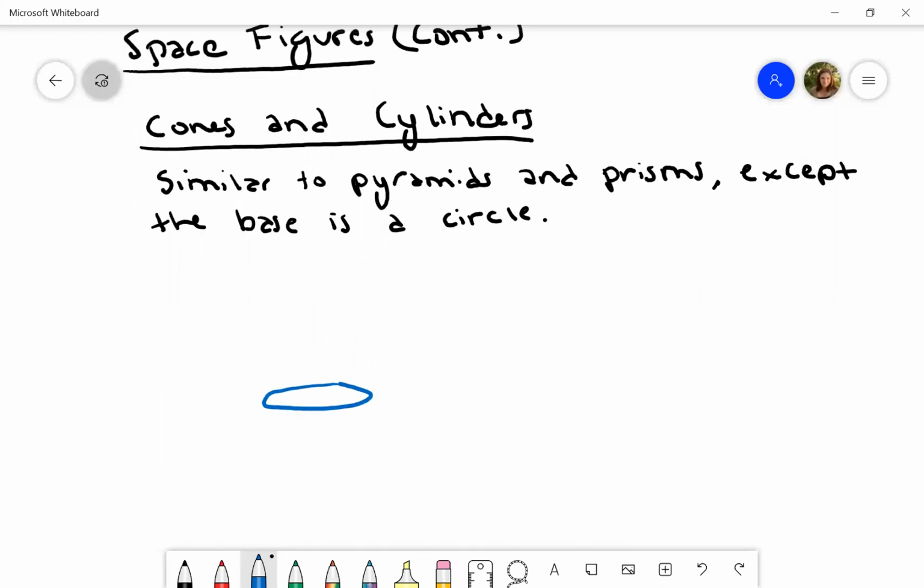Okay. Oops, such a badly drawn circle. I will do my best. Okay. So it's going to be kind of wonky since we're looking at it from the side. So this would be a cone. And because that straight up to the top point forms a right angle, we would call this a right cone.